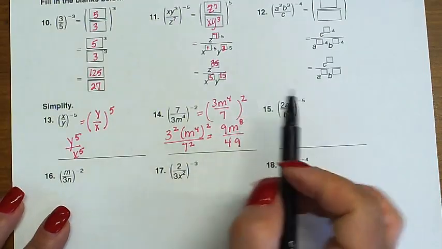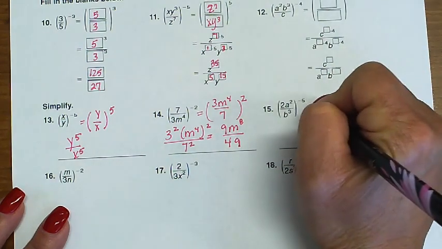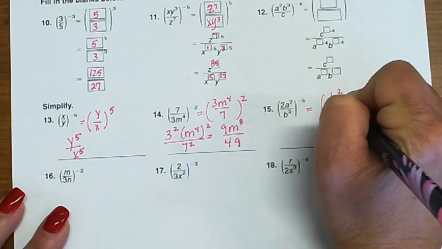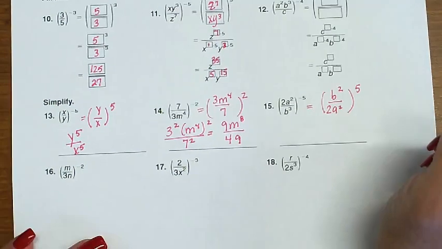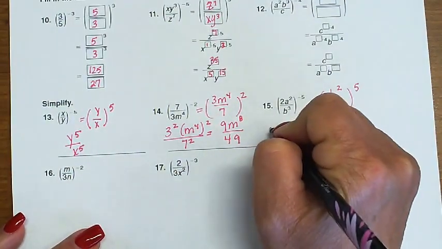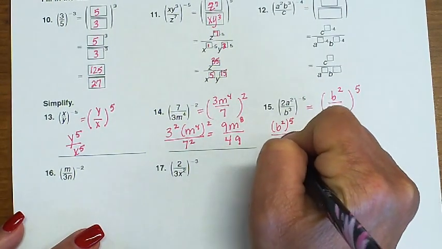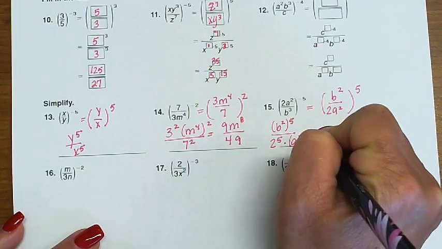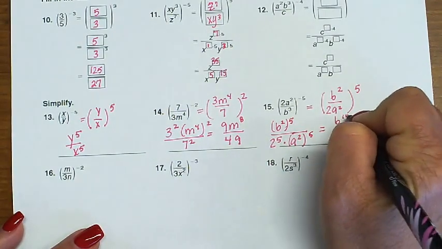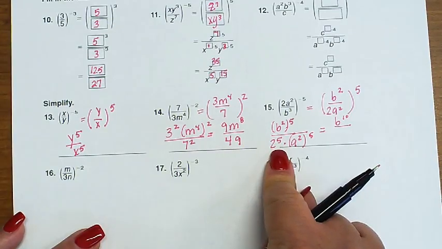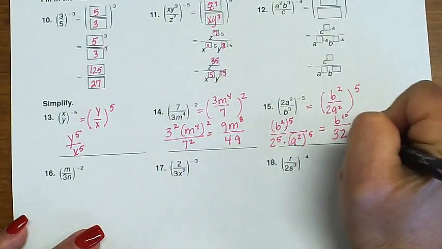Looking at one more of these, 2a squared divided by b to the third, all raised to the negative fifth power. So first thing I need to do is find my reciprocal, and then this is going to be raised to the positive 5 power. So I take each individual piece. So first I'm going to have b squared raised to the fifth power, and then in my denominator I have 2 to the fifth power, and I also have a squared raised to the fifth power. So b to the second power raised to the fifth power would be b to the 10th. And then down here, 2 to the fifth power, 2 times 2 times 2 times 2 times 2 is 32. And a squared raised to the fifth power would be a to the 10th power.